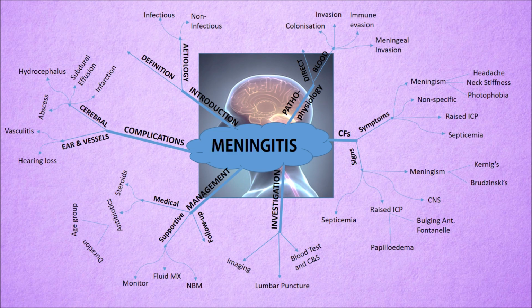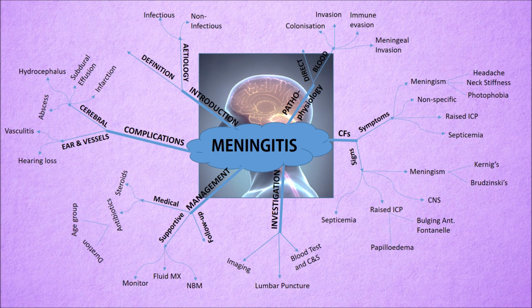Okay, next let me explain to you all about the pathophysiology of meningitis. As we all know, meningitis can spread via direct or hematogenous spread. The direct spread can be due to an anatomical defect or an open basal skull fracture. For the hematogenous spread, the pathophysiology involves four main processes, which are colonization, invasion, immune evasion, and meningeal invasion. Meningitis that happens via hematogenous spread usually results from a primary infection, which can be sinusitis, otitis media, or pneumonia.